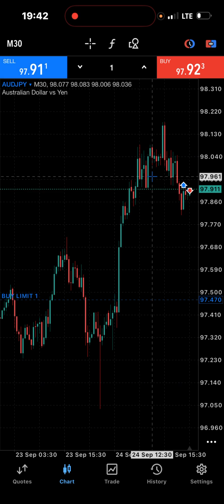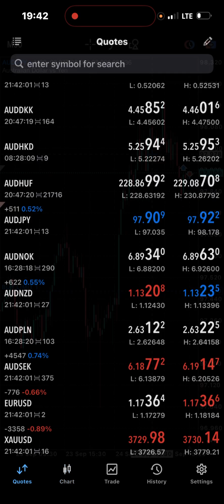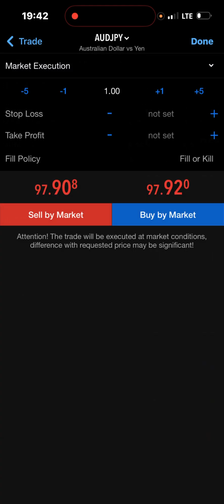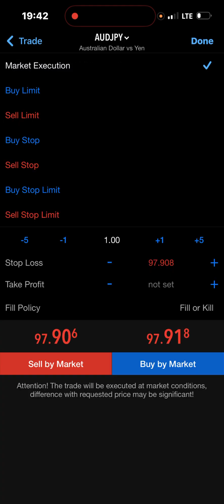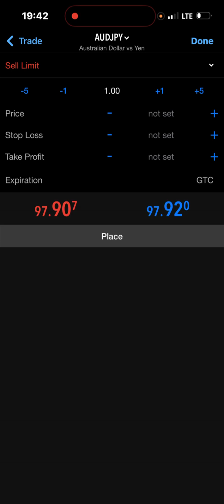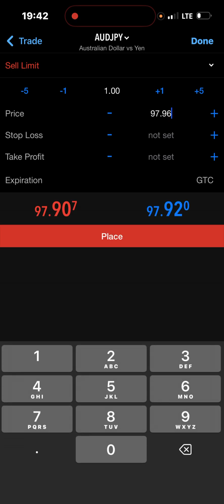97.961. So that means I'll come to this place, click on trade, and put it at the price 97.961. Don't forget, sell limit. We're using the sell limit, so we'll put it there with the sell limit for that. We're using one standard lot and replace.